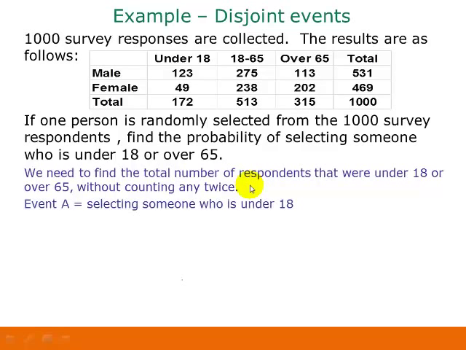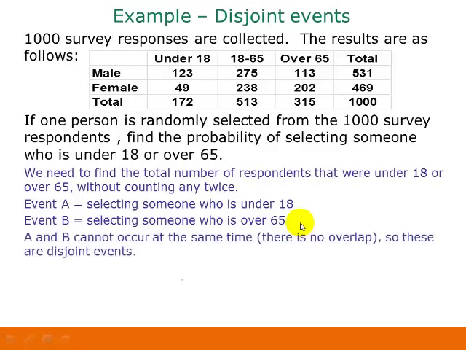So let's say that event A is selecting someone who's under 18, and event B is selecting someone who is over 65. In this case, A and B can't occur at the same time because no one can be both under 18 and over 65. So there's no overlap, and these are disjoint events.